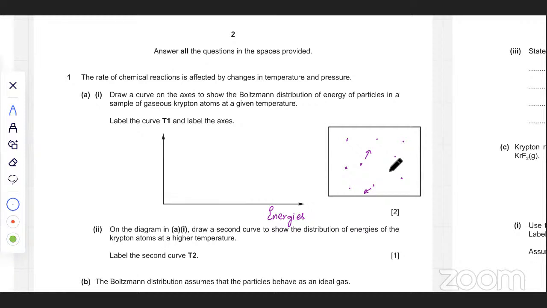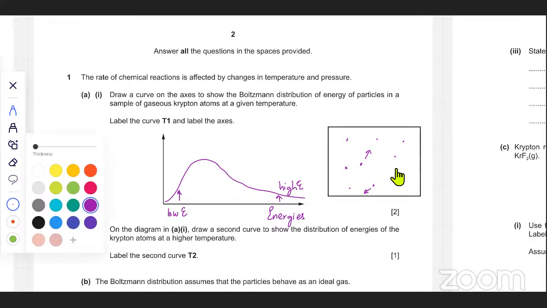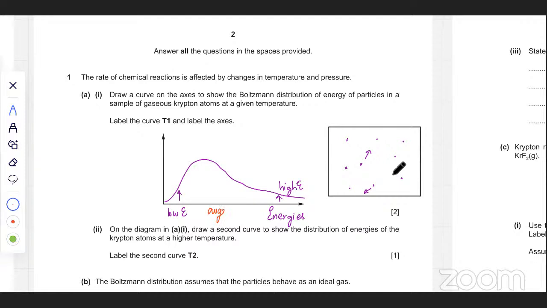So there's going to be a low energy end, and the curve is always going to be skewed like this. At the low energy point, the number of particles having very low energies is going to be very small, and the number of particles that have very high energy, that's our high energy end, there would be very few as well. Most of the particles would be close to the average energy. So the peak, where the curve peaks, has the greatest number of particles having the average energy.